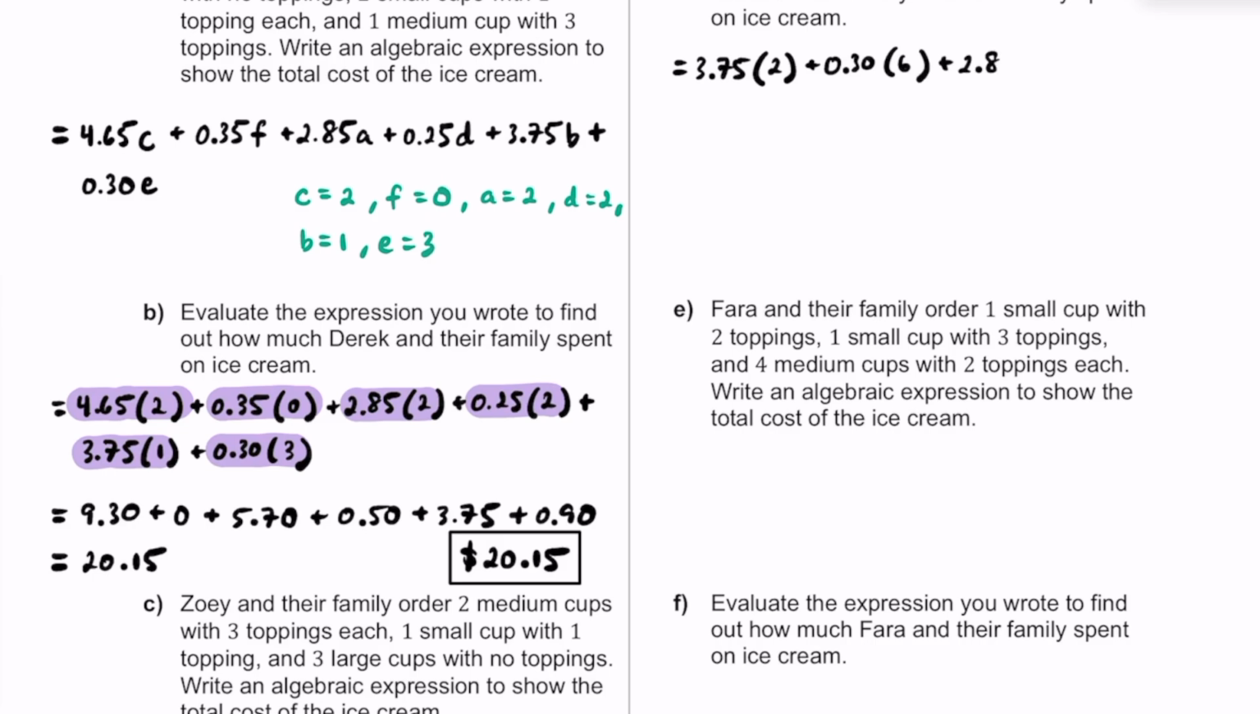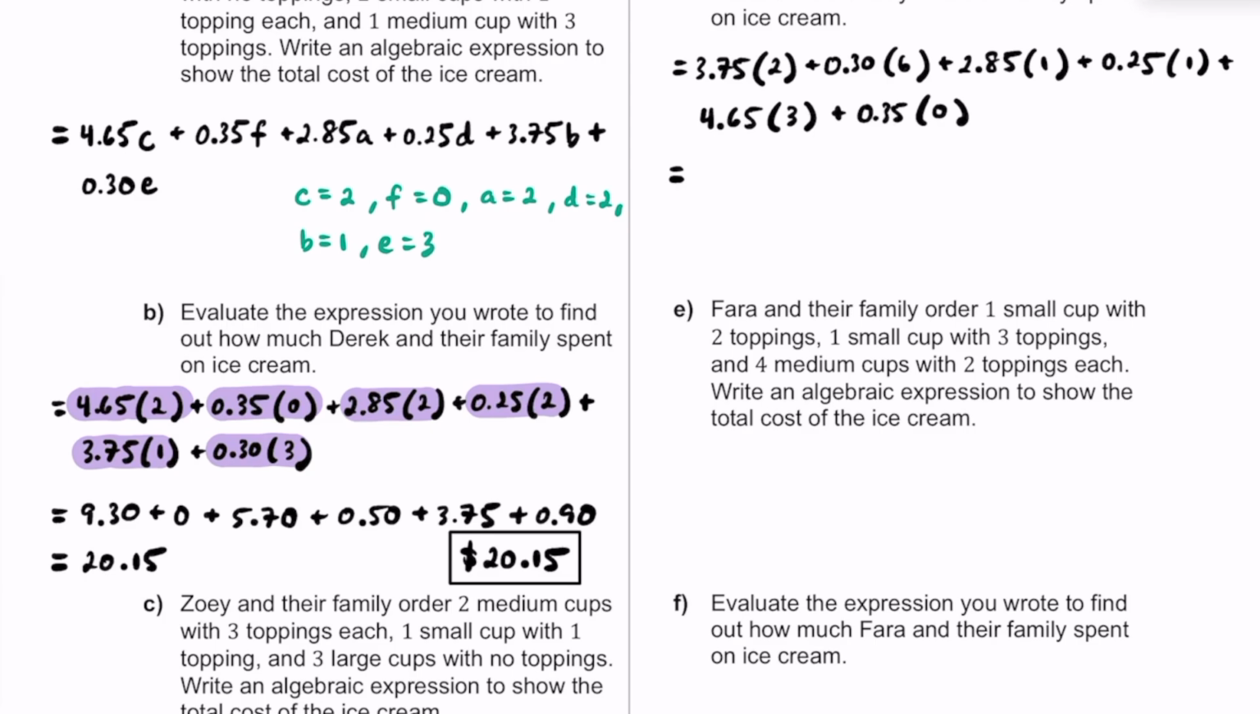Plus we have $2.85 multiplied by A, which we know is going to be 1, only buying 1 of those. Plus 25 cents multiplied by D. Now we know D here is going to be 1. Plus we have $4.65. We're going to multiply that by C, which is going to be 3. Plus we have 35 cents. We're going to multiply that by F, and we're not buying any of those, so it's going to be 0 here. Okay, so let's go ahead and evaluate this.